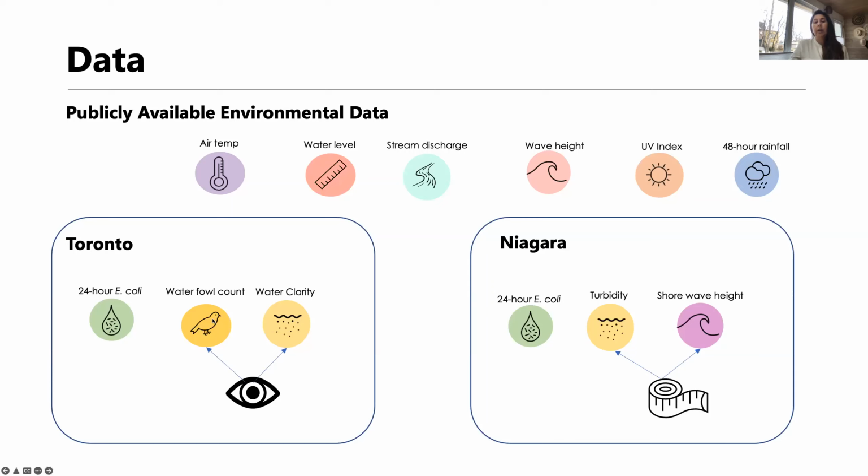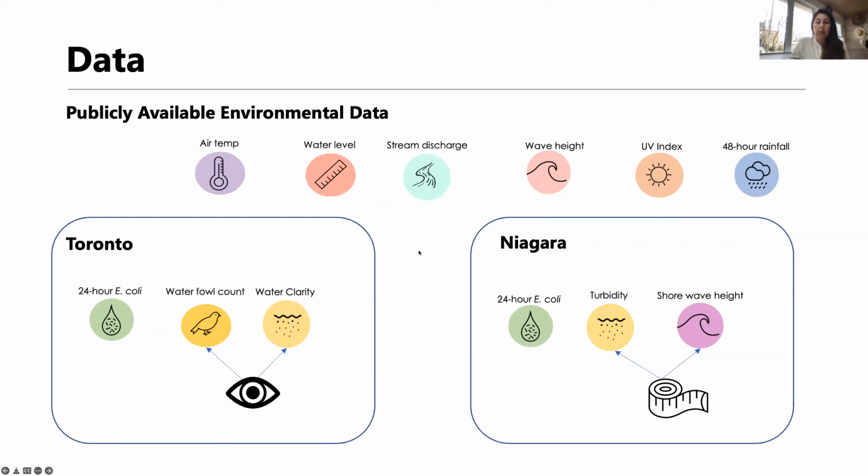In addition, the public health units collected some of their own variables. Toronto, for example, obviously has the E. coli data that they've provided to us, but they also do a visual observed count of waterfowl present at the time of collection of the water sample. And they also do a visual assessment of the water clarity.